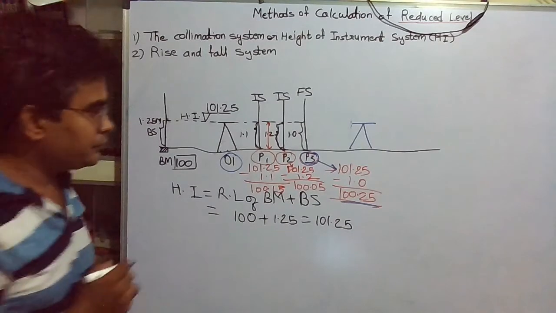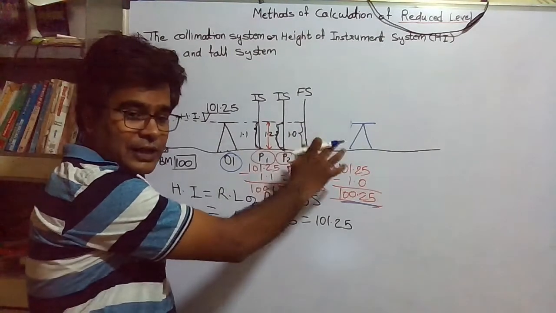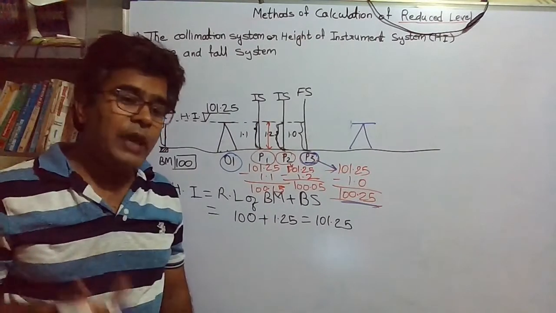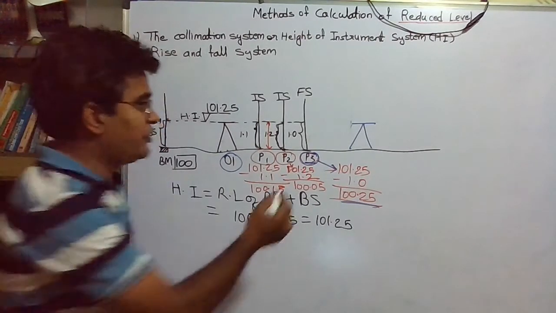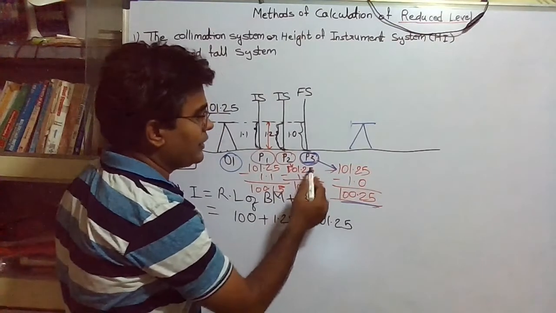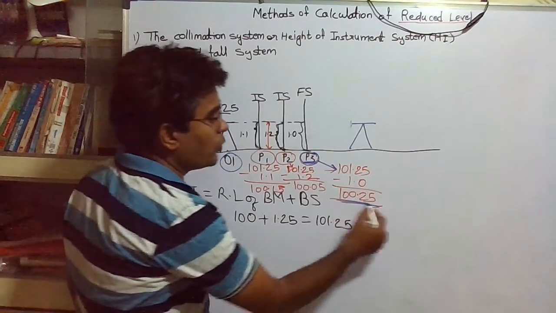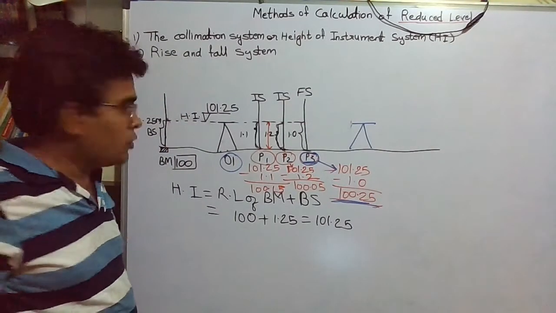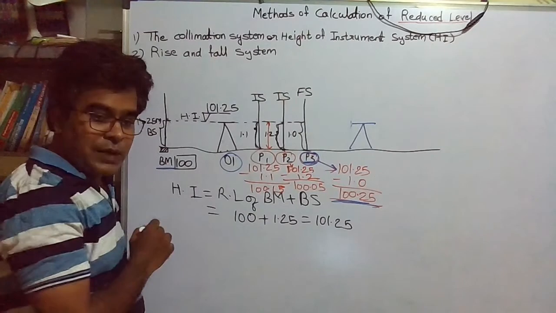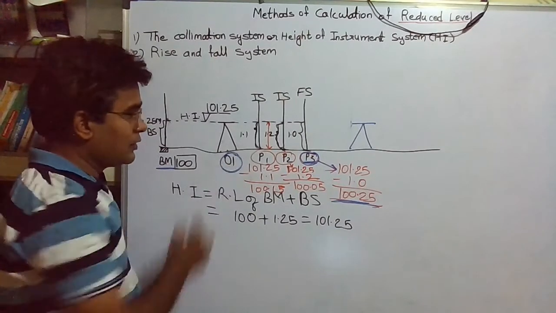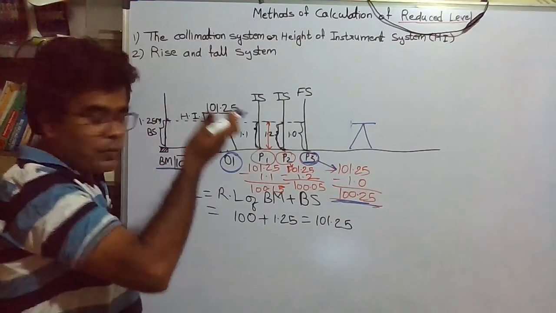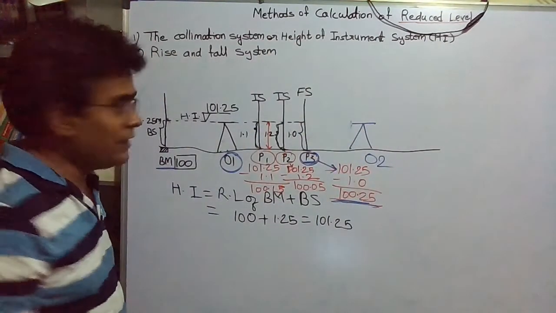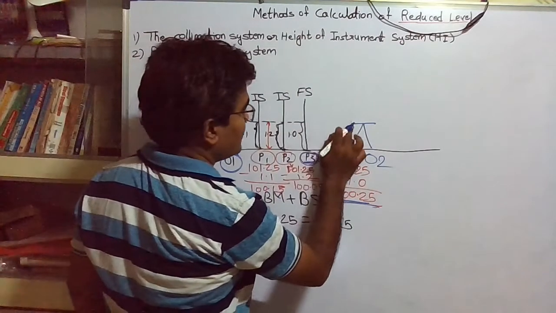If we shift this staff somewhere else, then we don't know the RL of the new point. So this point P3 is a point of known RL for us, which we have found by using the benchmark and the instrument setup at O1. Now what will we do? We will lift the instrument and set it at a new position O2. Then this will be our new line of collimation.